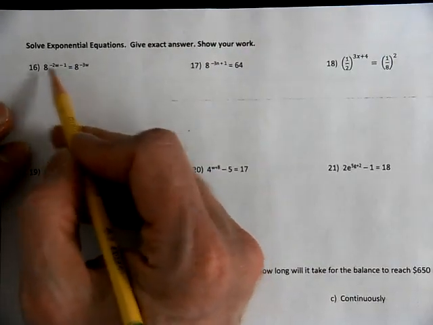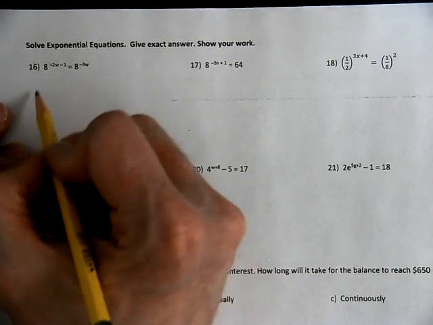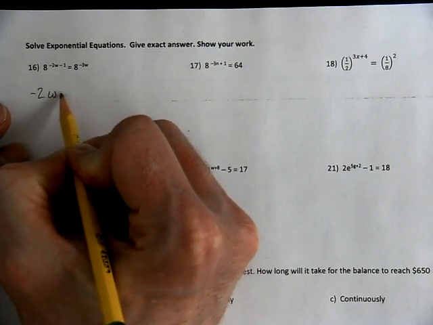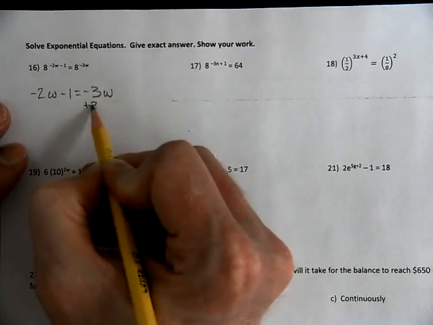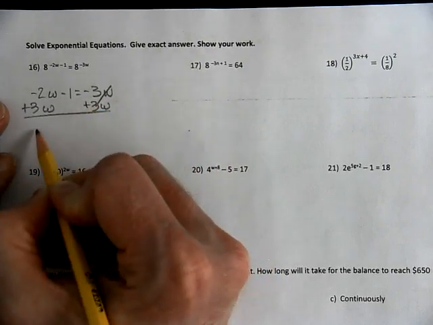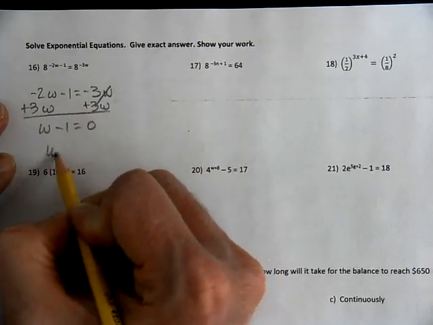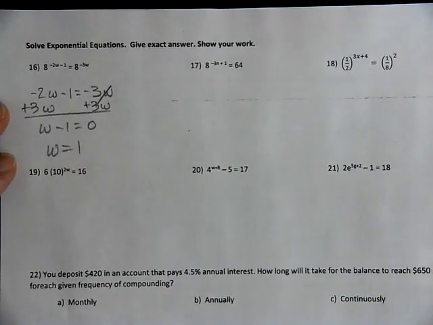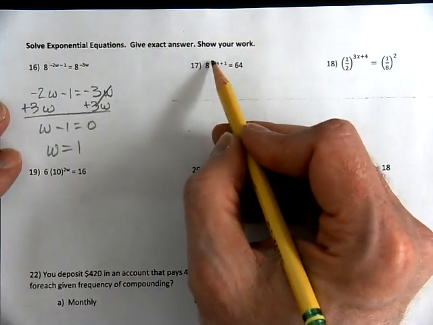Notice the bases are the same, so we really don't need the bases. It's taking the logarithm of both sides. We're just going to have our exponents left over. So we add our 3w over. Leaves us w minus 1 equals 0. Add the 1 across, and we get 1.